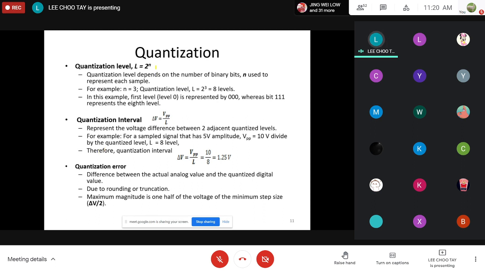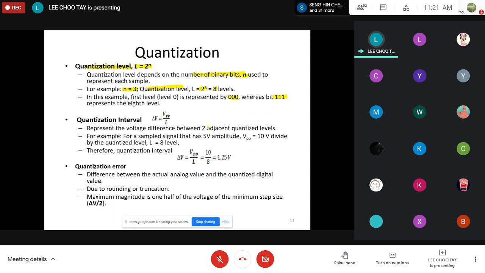Just a quick revision on your quantization process. There are a few terms that you need to know. The first one is the quantization level. The quantization level, we normally call it L, is equal to 2 to the power of N, where N is the number of binary bits that we use to represent each sample. For example, if we use 3 binary bits to represent the amplitude of the sample, the number of quantization levels is L = 2^3, which is 8. In this case, your first level, level 0, is represented by the 3-bit binary word 000, and the highest level is 111. That is the first thing about quantization level.